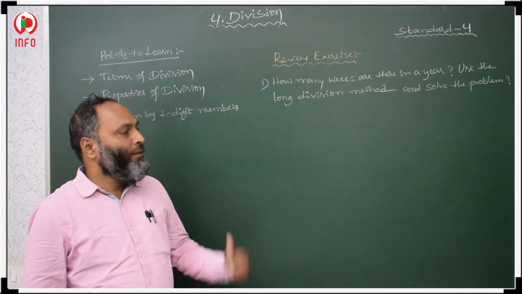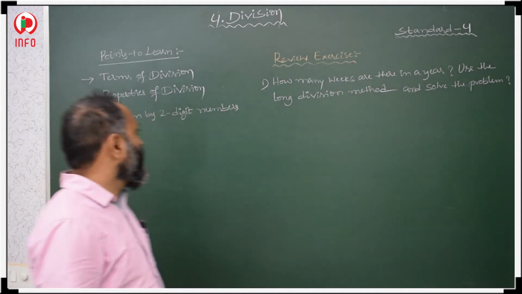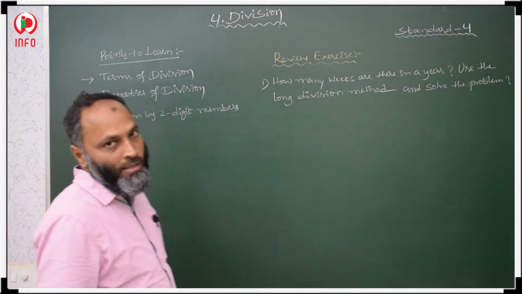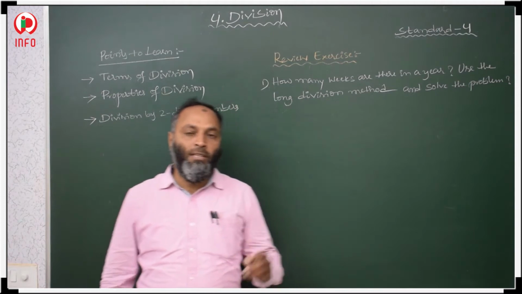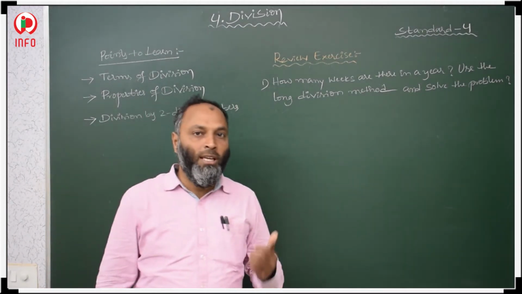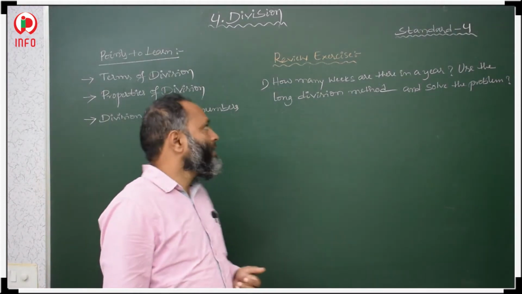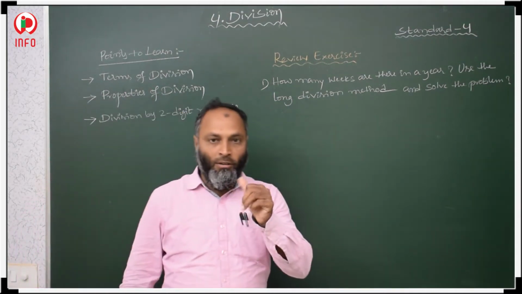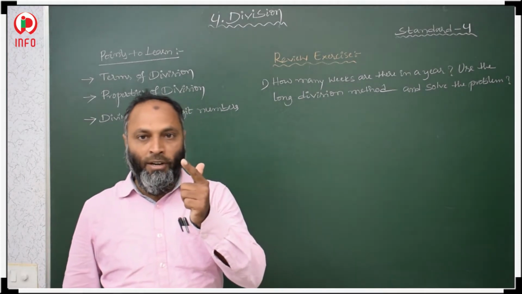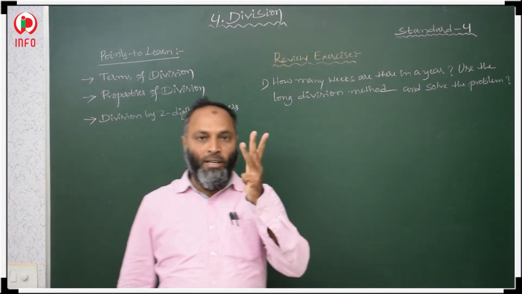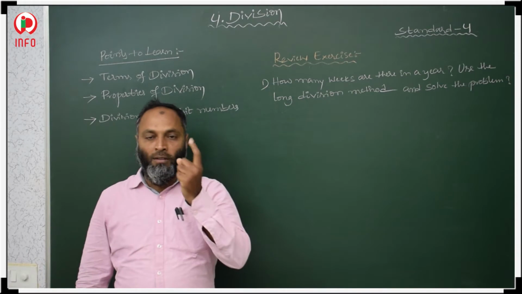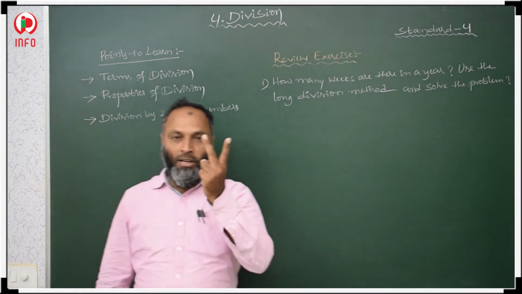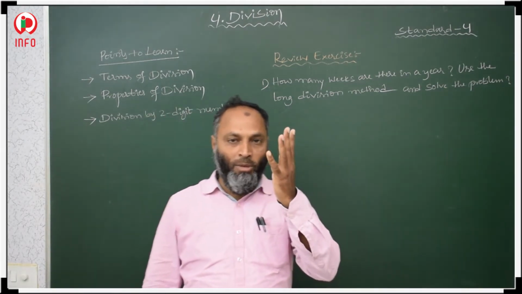In the previous class we learned division with a single digit number, and we also discussed the terms in division. In division, in total, how many terms do we have? We have 4 terms: divisor, dividend, quotient and remainder.